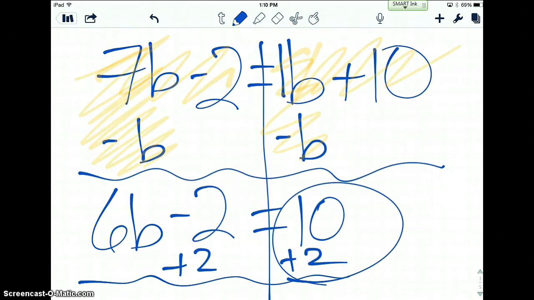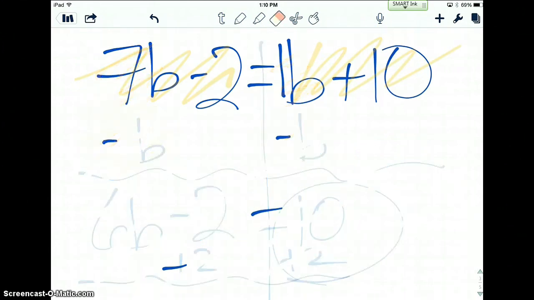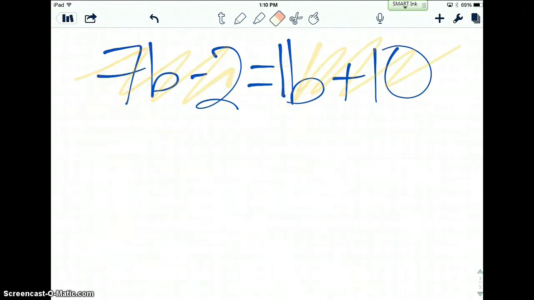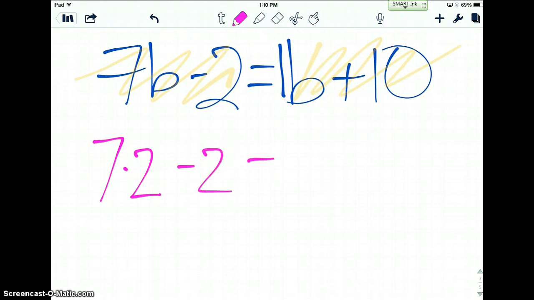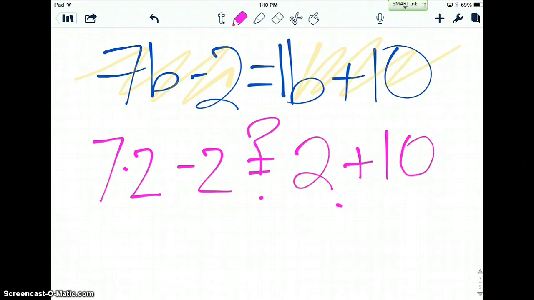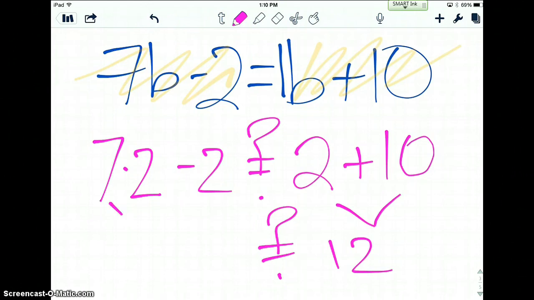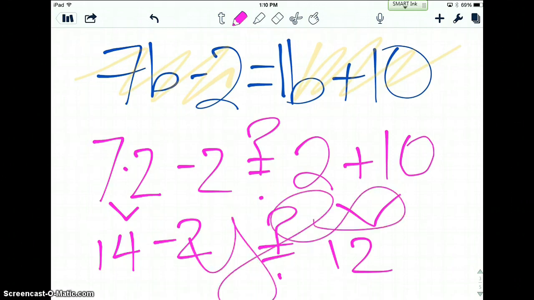And if we actually sub that back into the original problem, yes, this time we're going to check it and see that it's right. So I have 7b, which is actually 2 now, minus 2. And we're seeing, question mark, is that equal to 1b, which is 2, plus 10? Well, I can see this side right away is 12. I'm seeing if that is the same as 7 times 2, which is 14 minus 2. 14 minus 2, is that 12? Yes! So it ends up working.